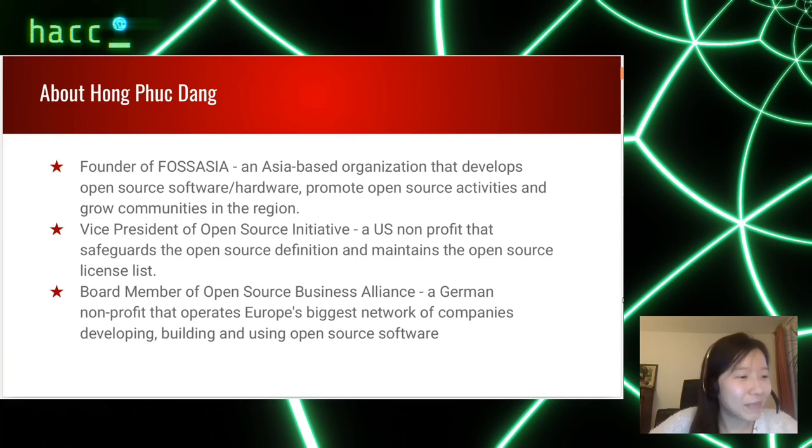What is different between now and 31C3? Not so much. I'm pretty glad to say that I'm still doing the same thing: advocating for open source development, open source activities, and building a community. And this is what I do.